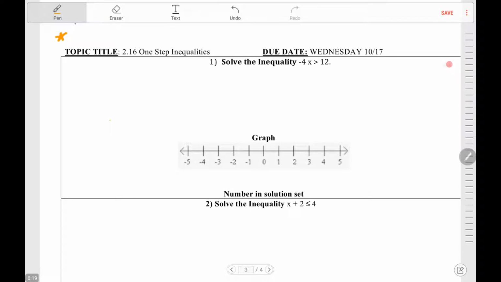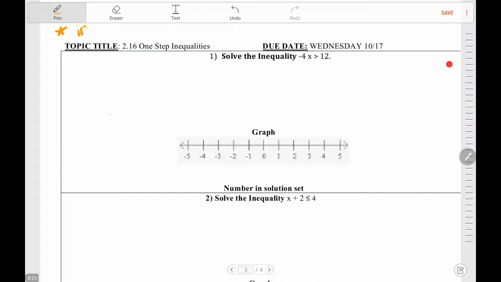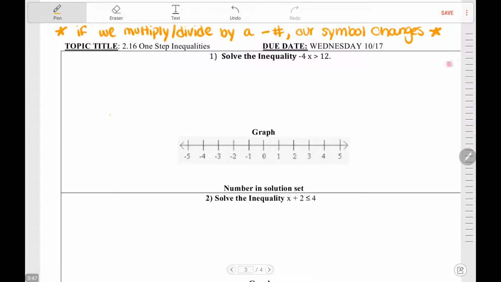Our golden rule is if we multiply or divide by a negative number, then our symbol changes. Okay, so that's our golden rule that we need to remember when we are doing this.